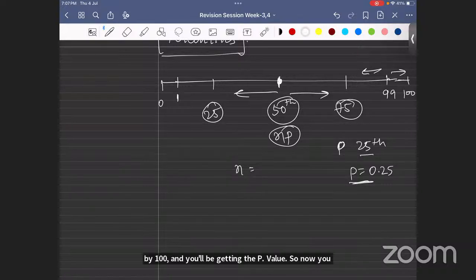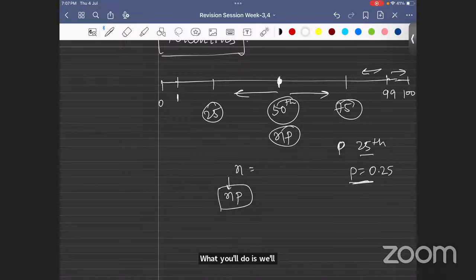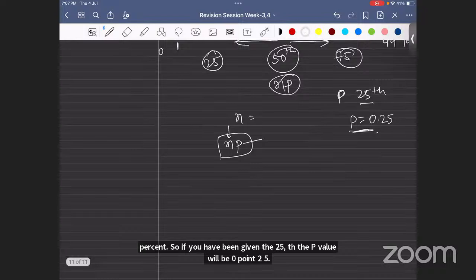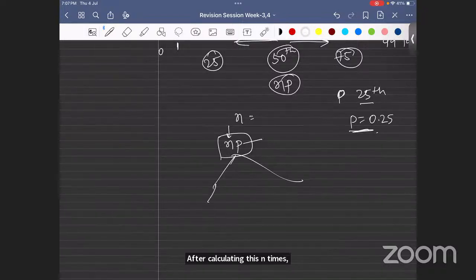What you will do is calculate np first. The first step that you should do is to calculate np. n is the number of terms that is present and p is the pth percentile. So if you have been given the 25th percentile, the p value would be 0.25. After calculating this n times p, you can get a value in the form of an integer or not an integer.